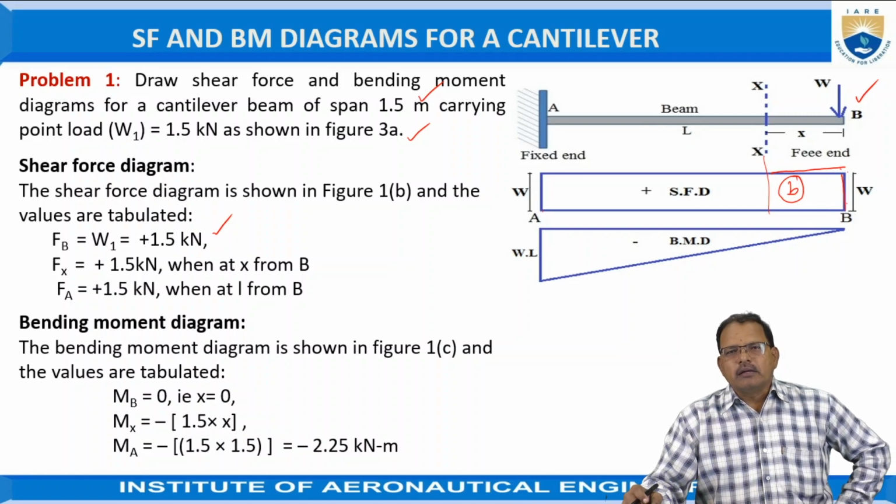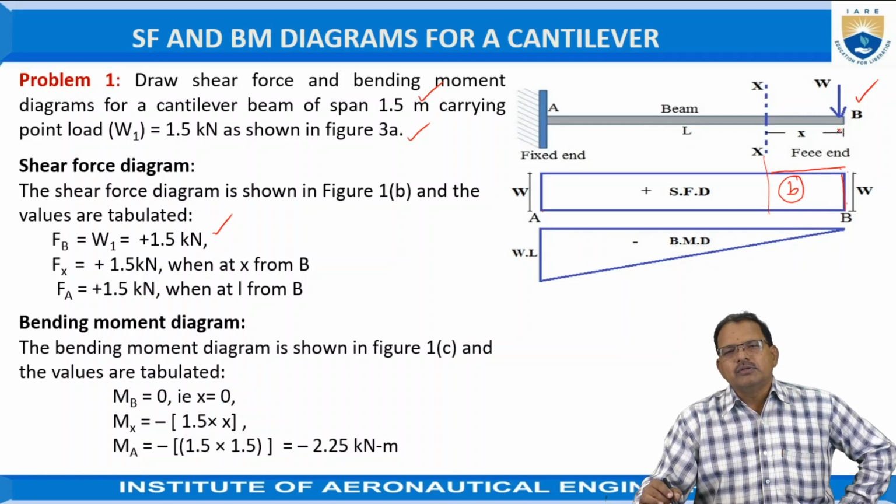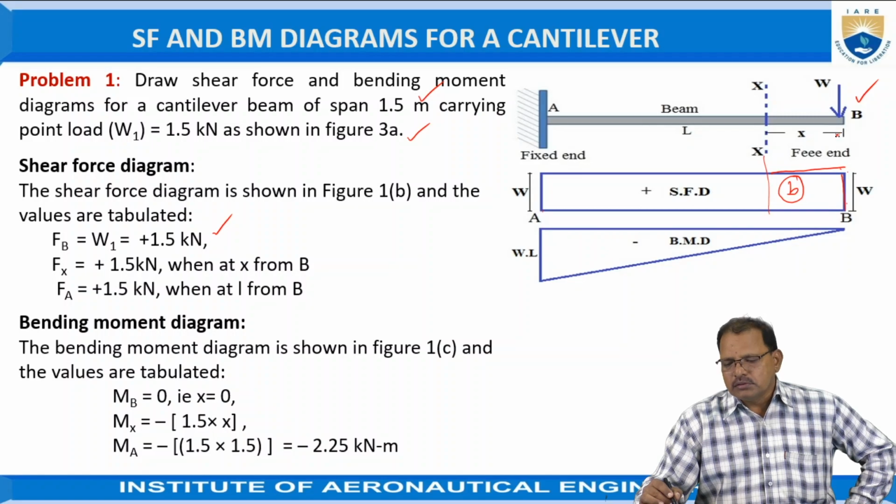The bending moment diagram. Bending moment at B is equal to moment, which is the product of force and the distance between the point of application to the reference point. Here, assume x is equal to 0 at B position. Hence at B the bending moment is 0 now.